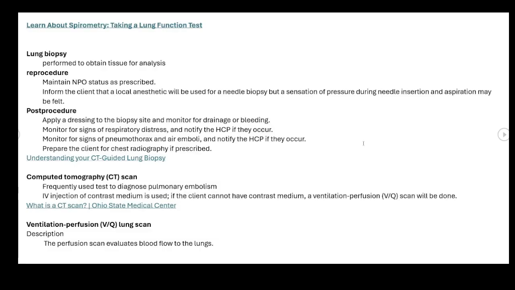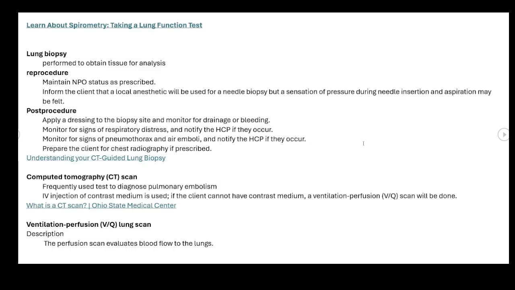Then again, frequently used tests to diagnose pulmonary embolism. An IV injection of the contrast medium is used. If the client cannot have the contrast, then the ventilation perfusion scan is our last option.